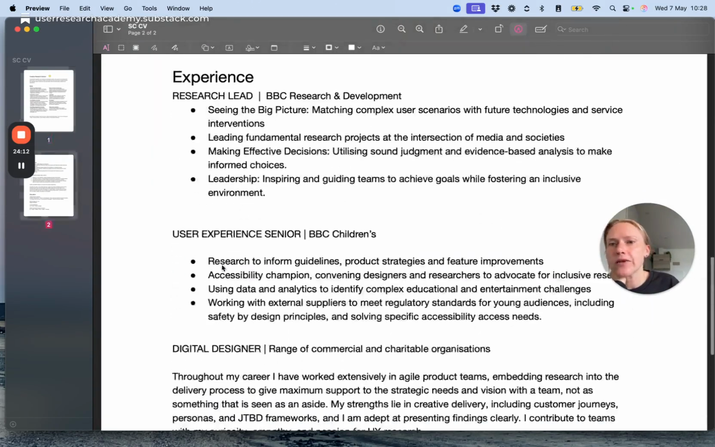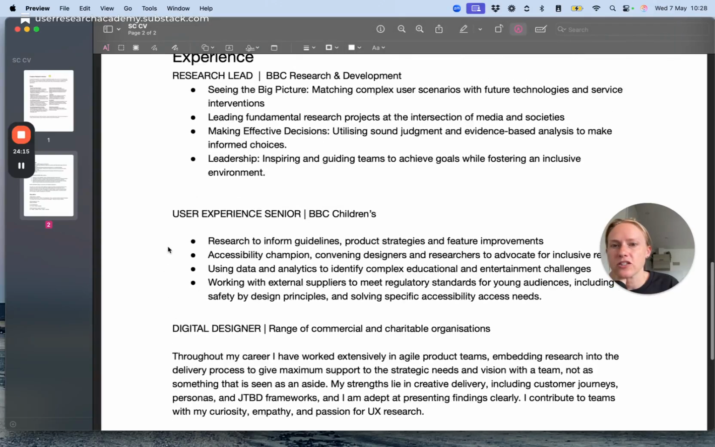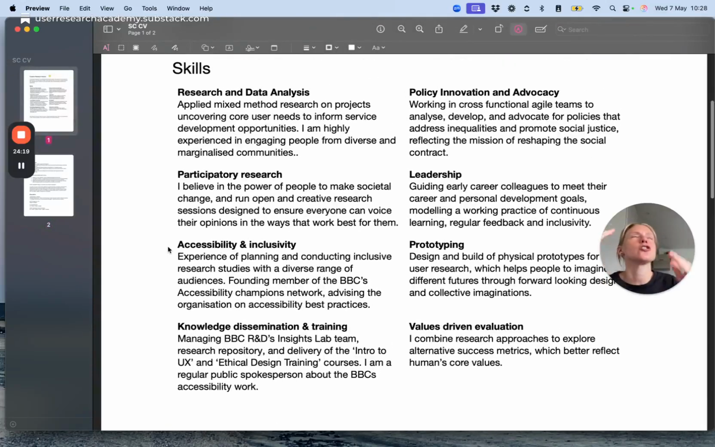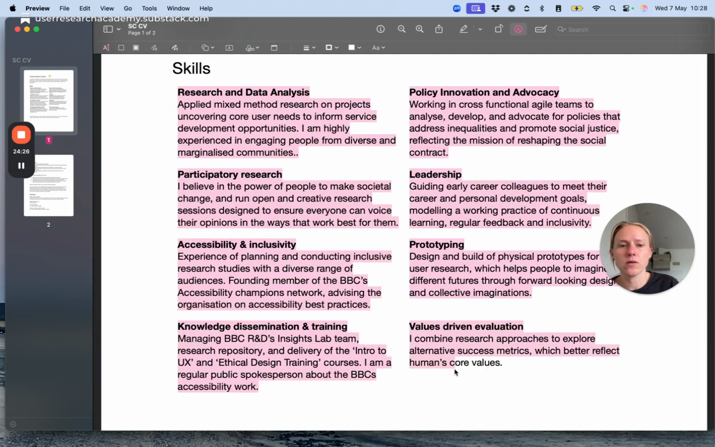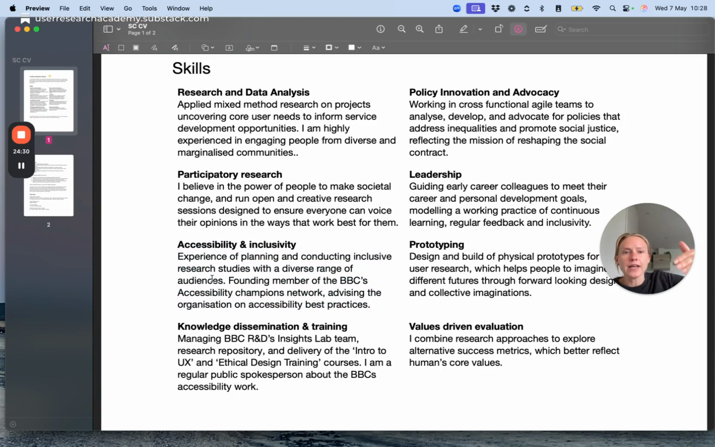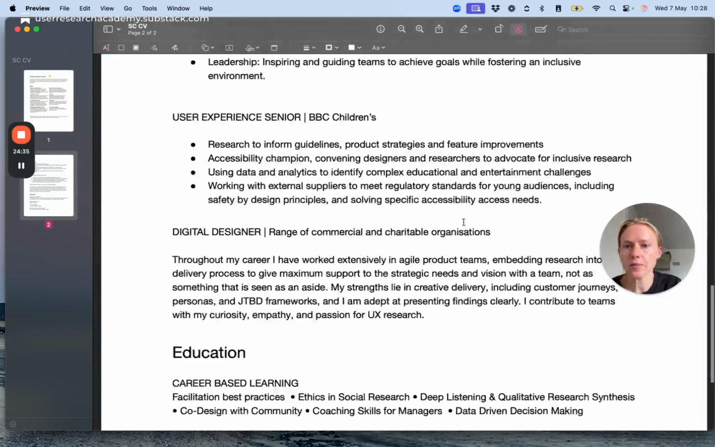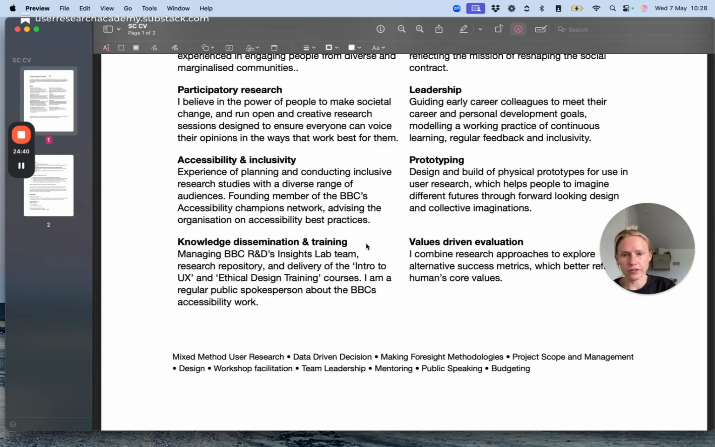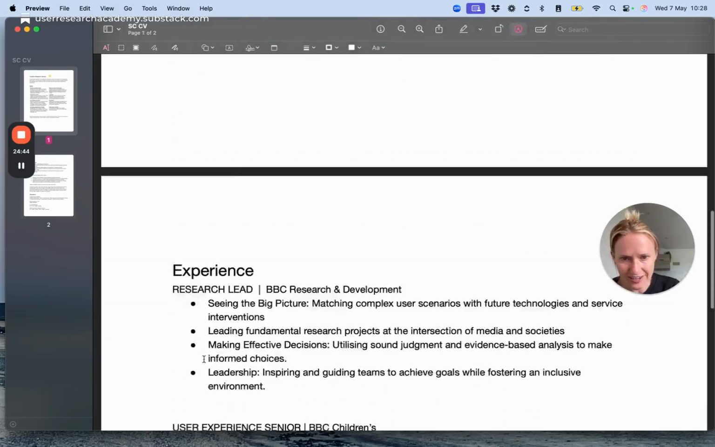Lead with your experience. Experience is the thing that matters. Skills do not matter because you should be showcasing your skills in your experience. So I would take out all of this, or move it into your bullet points that are relevant. And then move your skills underneath, like a lot of other people do, but on the second page.